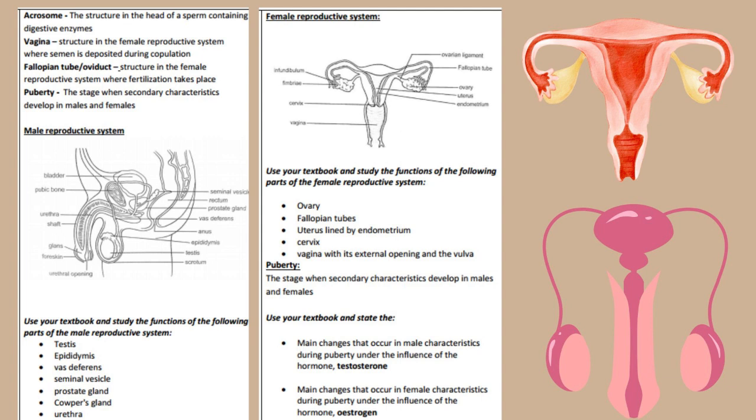Puberty, the stage when secondary characteristics develop in males and females. Use your textbook and state the main changes that occur in male characteristics during puberty under the influence of the hormone testosterone. Main changes that occur in female characteristics during puberty under the influence of the hormone estrogen.